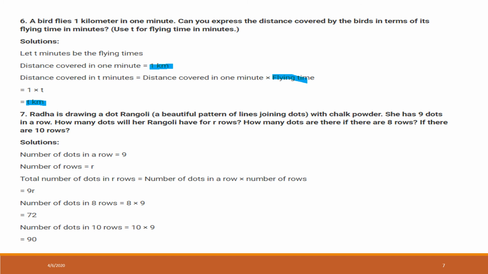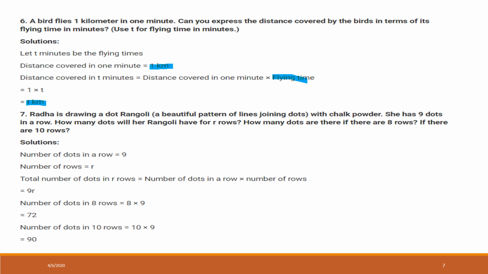Question number 7. It says Radha is drawing a dot rangoli, a beautiful pattern of lines joining dots with chalk powder. She has 9 dots in a row. How many dots will her rangoli have for 8 rows? How many dots are there if there are 10 rows? So actually these are two questions, when there are 8 rows and when there are 10 rows. So the number of dots in a row is 9, and the number of rows is r.